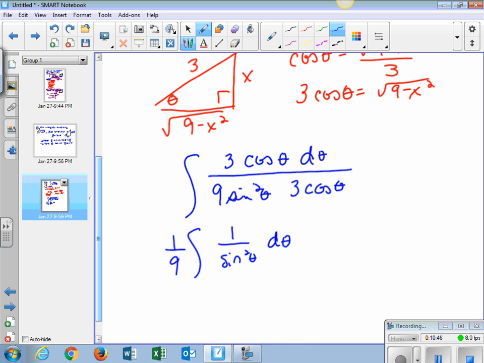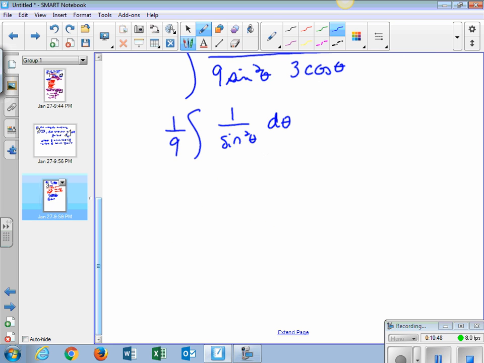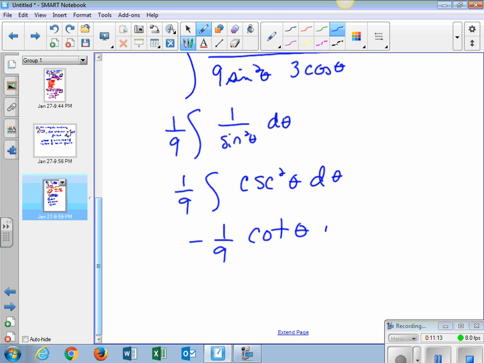Well, I'm going to change that a little bit more. Let's change that to 1/9 times the integral of cosecant squared. I'm sure we all remember what the integral of cosecant squared is. So you're thinking, what gives you a derivative that's cosecant squared? And that's going to be negative cotangent. So I have negative 1/9 cotangent theta plus c.